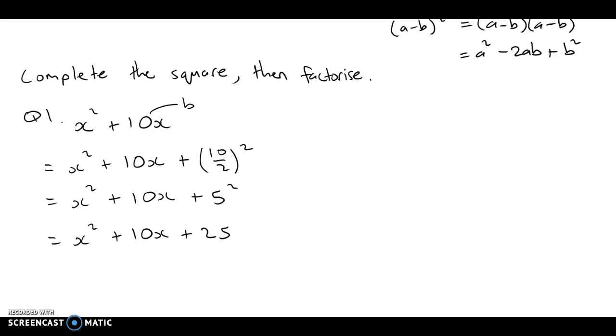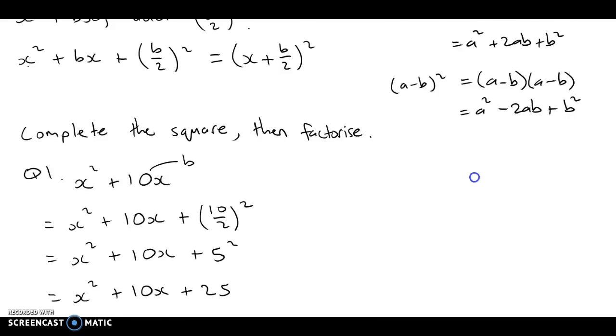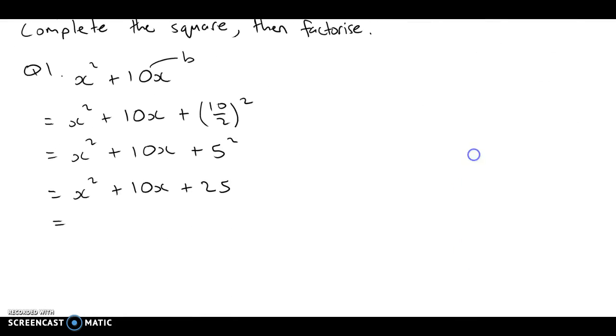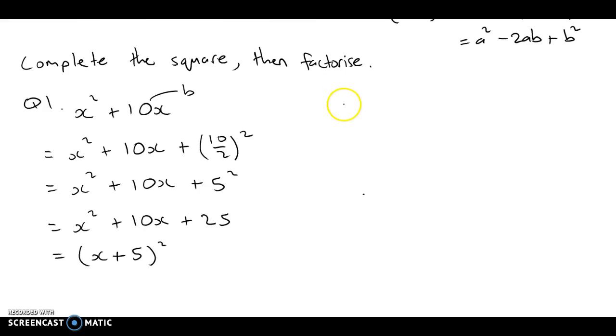Now, as you saw before, in factorized form, when we complete the square, we're creating a perfect square. So in factorized form, the answer is going to be x plus b on 2 all squared. Our b on 2 was 5, so in factorized form, this is going to be x plus 5 all squared. Let's work through another one together.